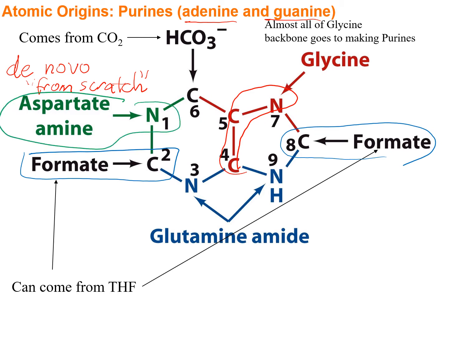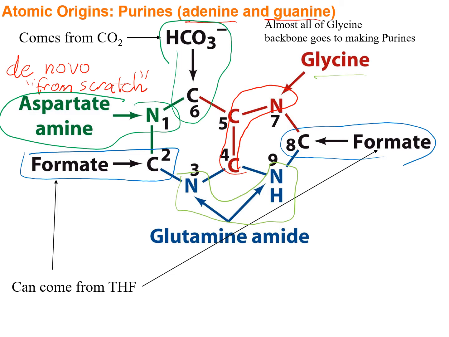CO2 or bicarbonate gives rise to carbon number 6 in the purine backbone structure. And finally, the amino acid glutamine, which is known to be a major nitrogen or amino donor in the cell. Glutamine here donates its nitrogen atoms. So here we have amino acids, CO2 or bicarbonate, which is typically coming from respiration.